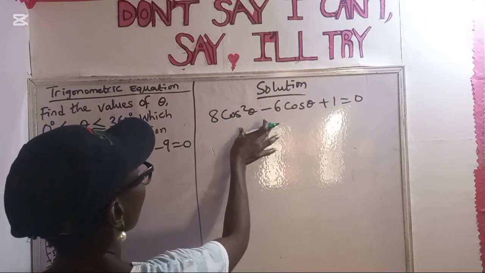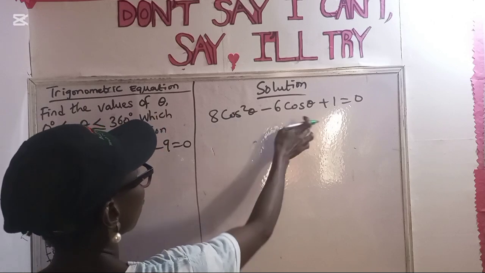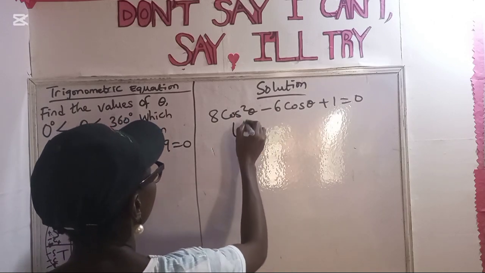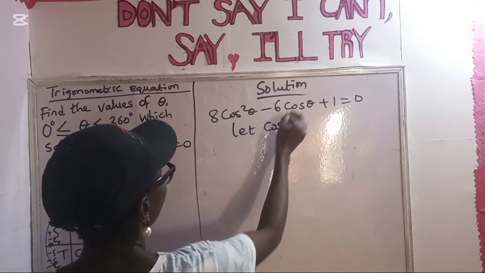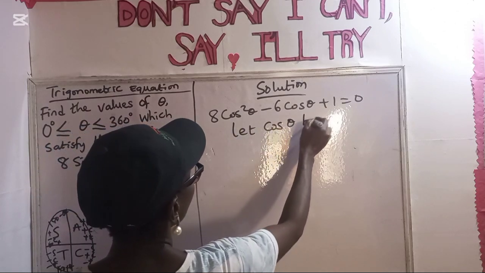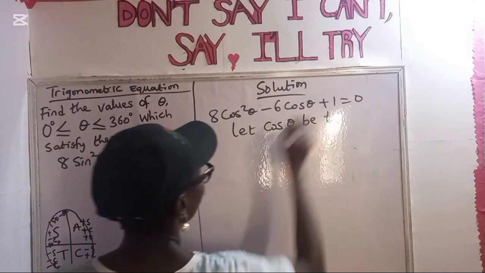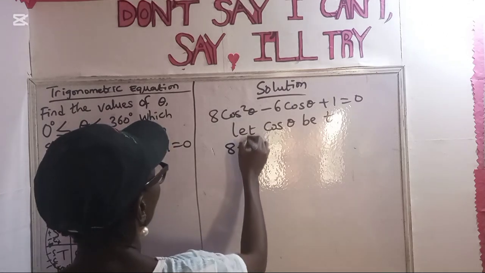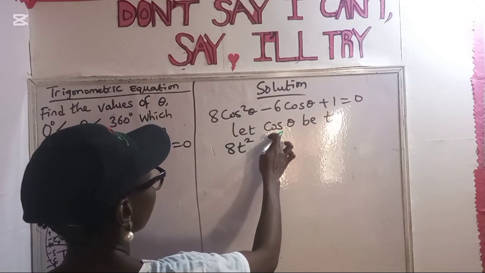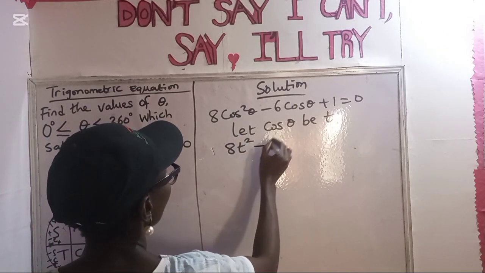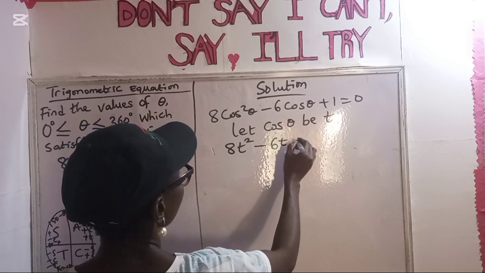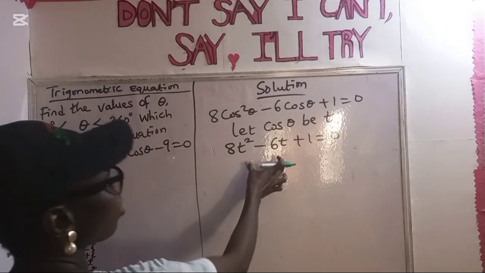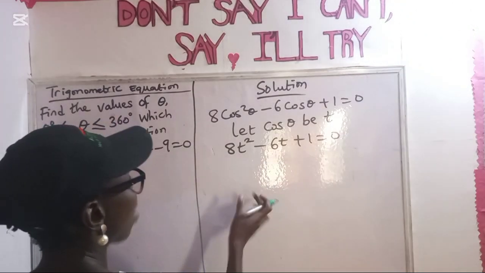So we represent this cos theta with any variable of your choice. So let's say let cos theta be t. Let's use t. We are saying 8t square, cos here is square, minus 6t plus 1 equal to 0. So what's the next thing we do? We factorize this. How do we factorize?